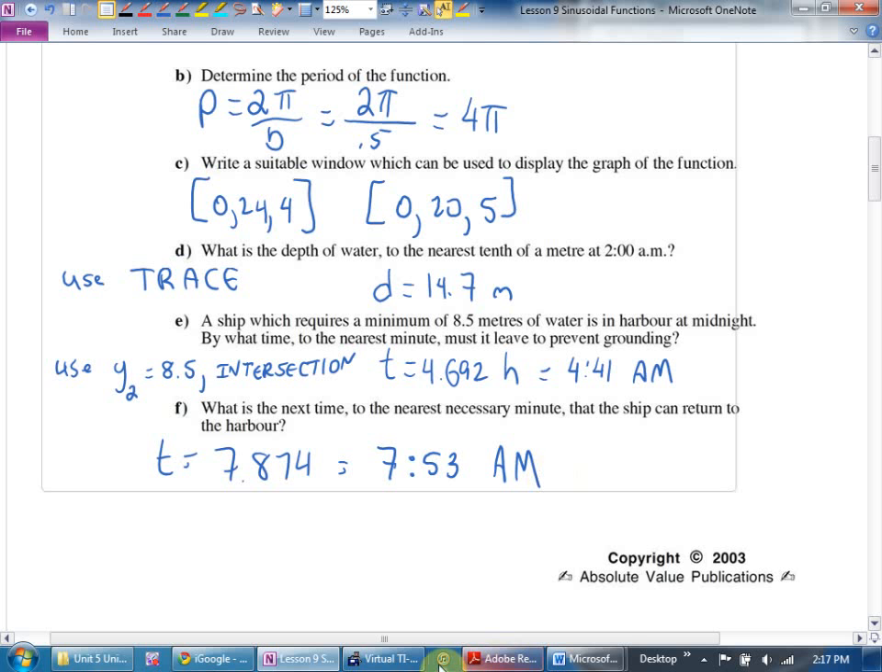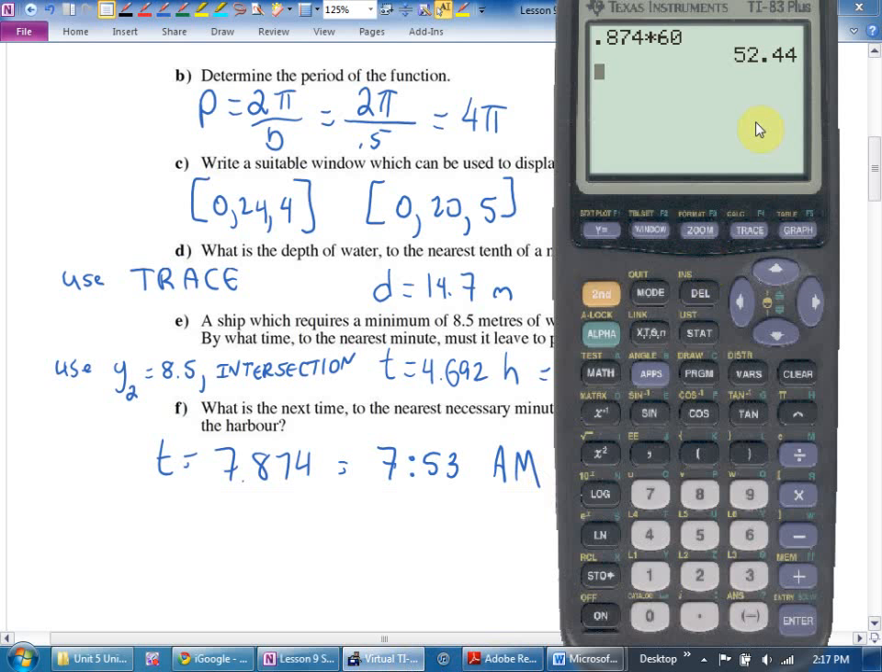Right? Here's the problem. At 752, it's still not deep enough. It's going to scrape. 753 is when it can get in safely. That's why I think it said to the nearest necessary minute. I think what they're saying is, by the way, don't just blindly follow math rounding rules. Look at the real world situation. There are some times where you always round up. Okay?